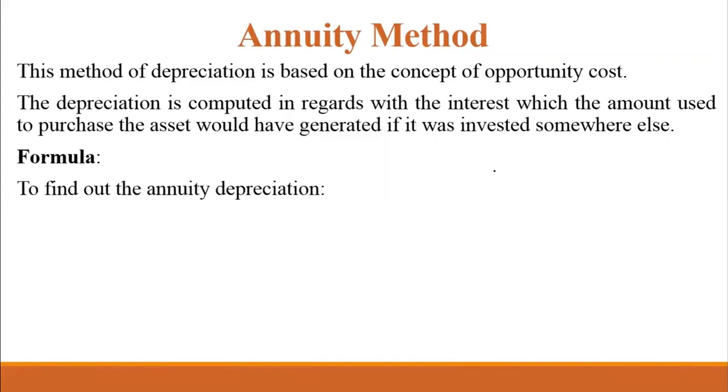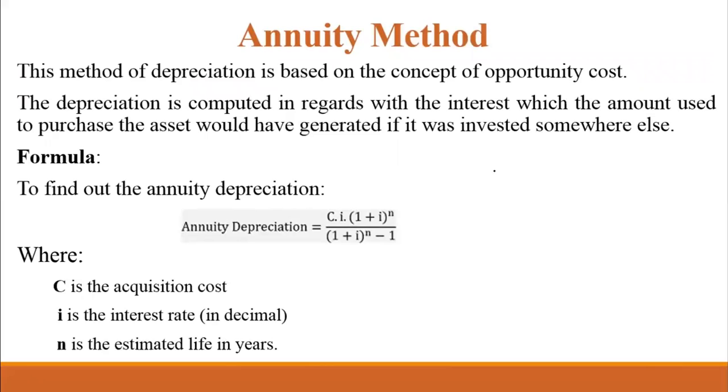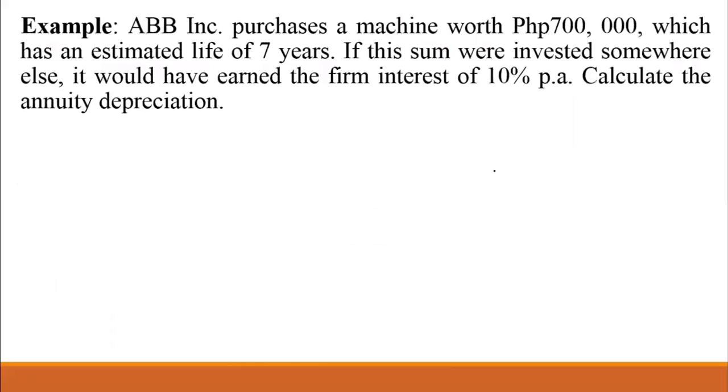So, here is the formula. Okay, for the annuity depreciation, wherein C is for the acquisition cost, I is the interest rate. So, dapat naka-convert yan sa decimal. And yung N is the estimated life in years. Okay, so in every asset, meron silang estimated life, especially yung mga tangible assets. Okay, yeah. So we have here an example.